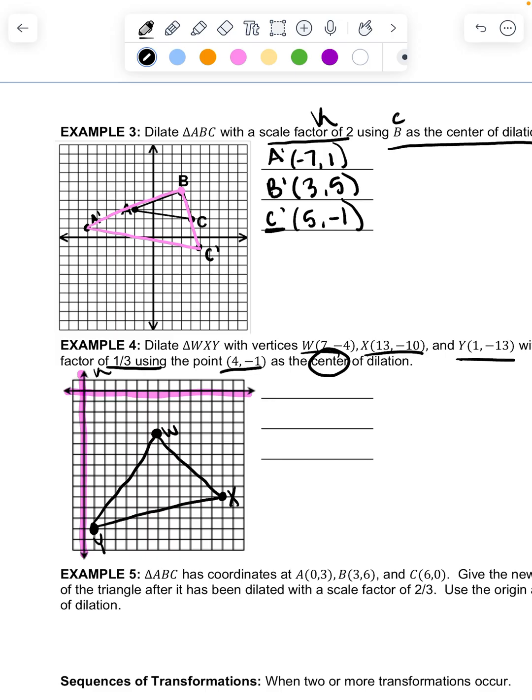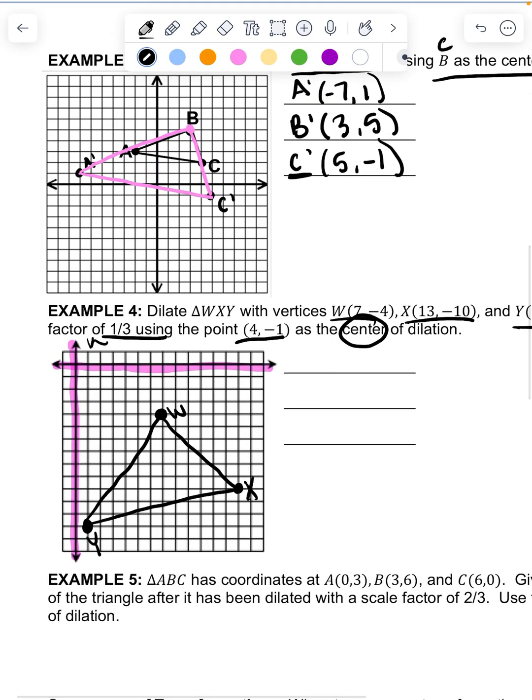All right, and we're using the point 4, -1 as the center. So I'm going to put a little point at 4, -1. Okay, there's 4, -1. I'll make it a different color for us. That probably wasn't our best choice. I'll make it green. 4, -1. Okay, so you're using that as your center.